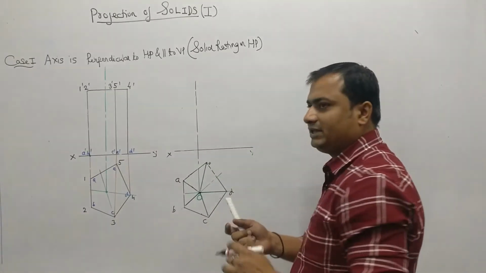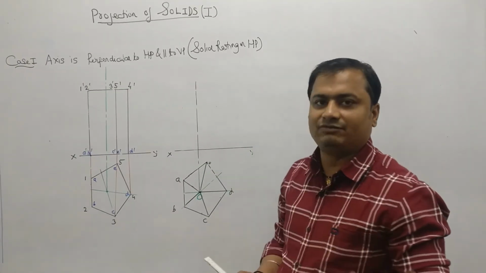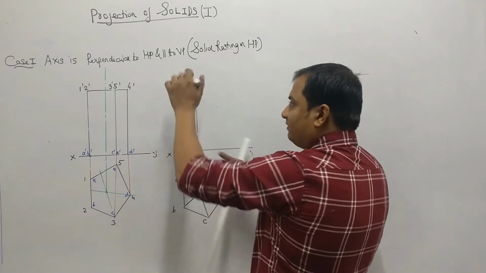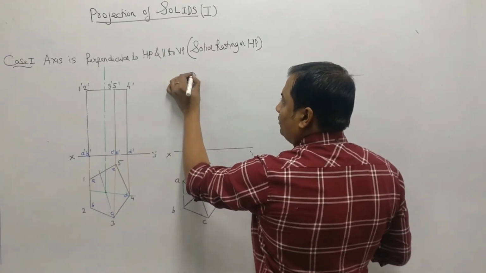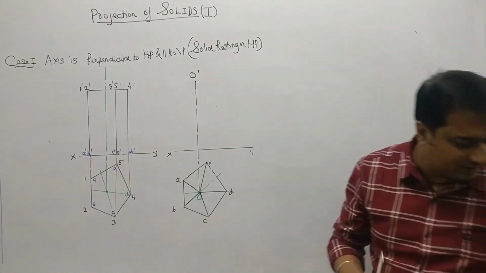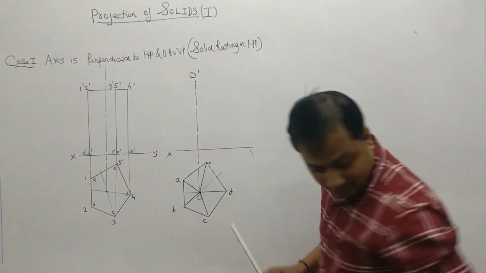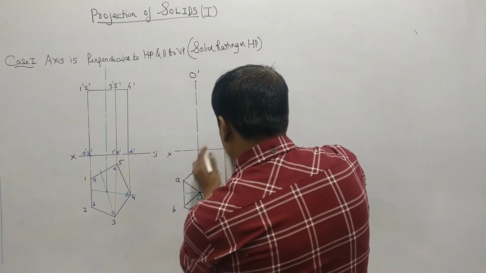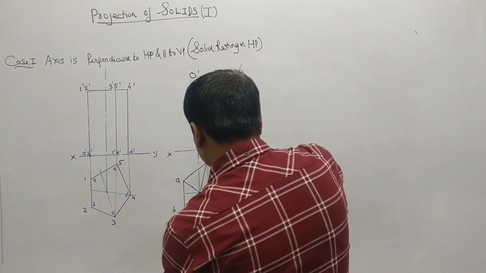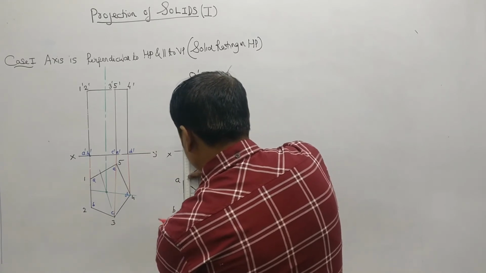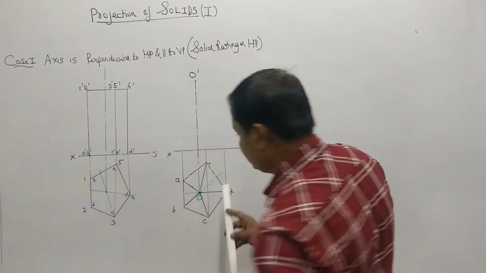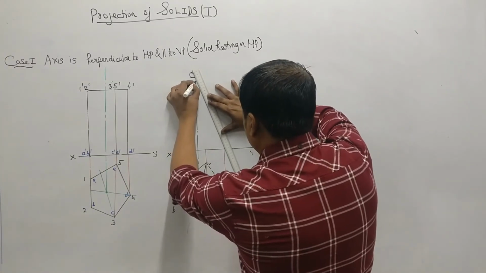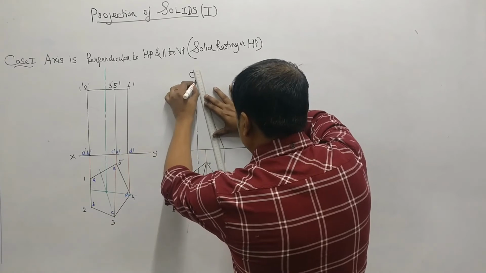Whatever the required height given in the problem, suppose it's given that 50 mm is the height of the pyramid. So you will be marking the 50 here from XY. This will be my O dash, that will be the vertex. Then I will be joining with the projectors. Now I will be taking the vertical projectors upward, like this. So now I will be drawing the front view, which will be a triangle like this.